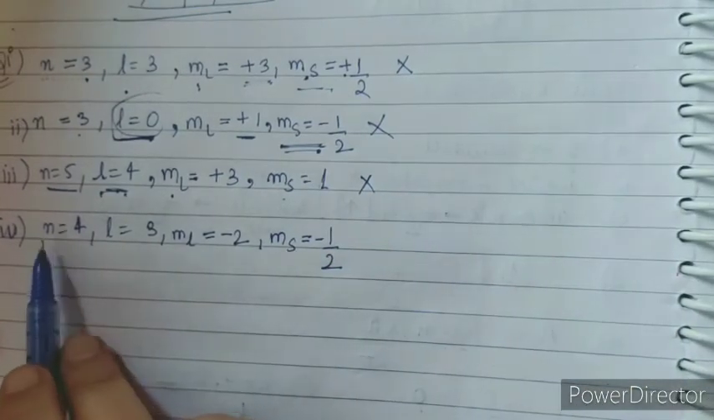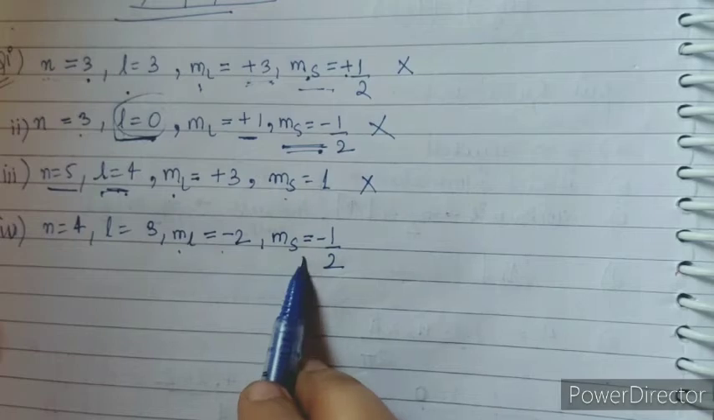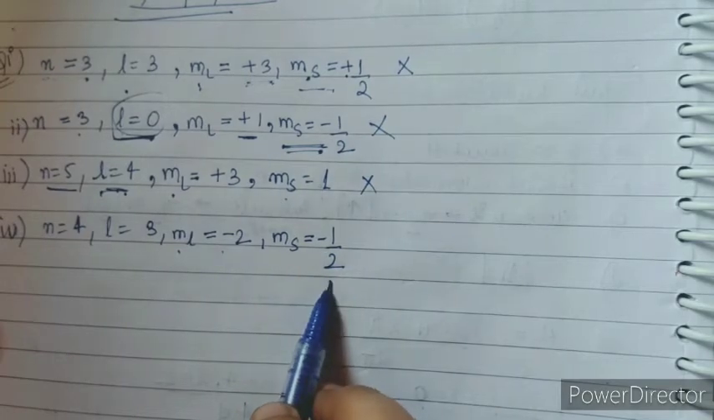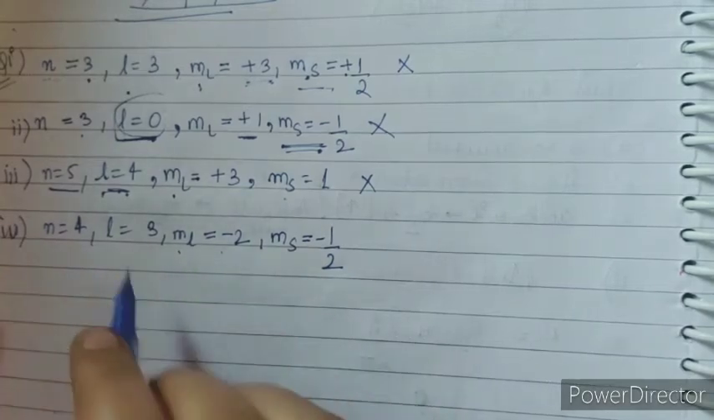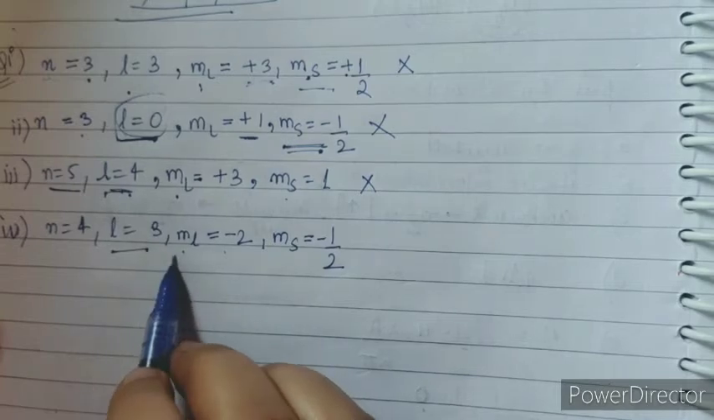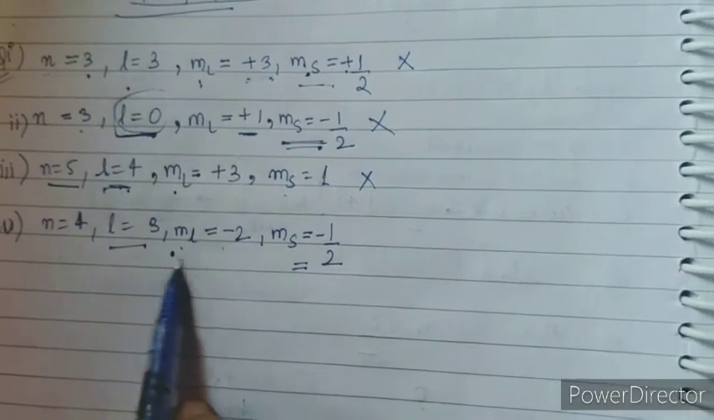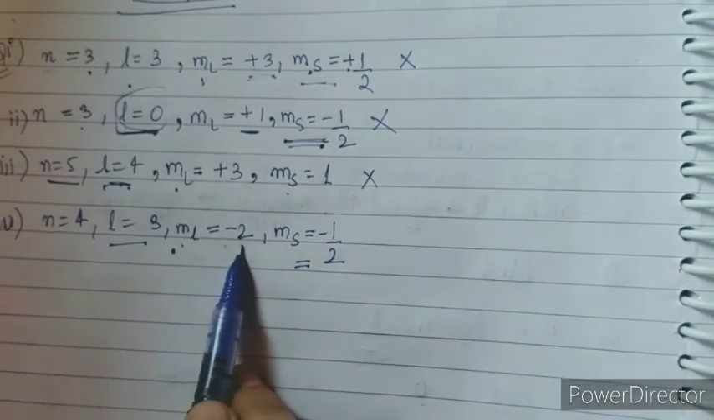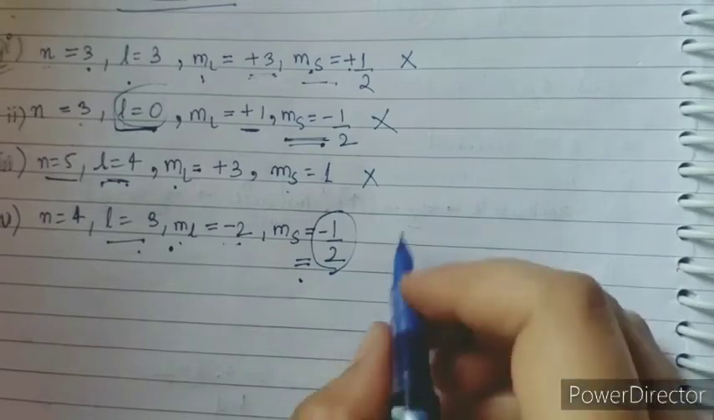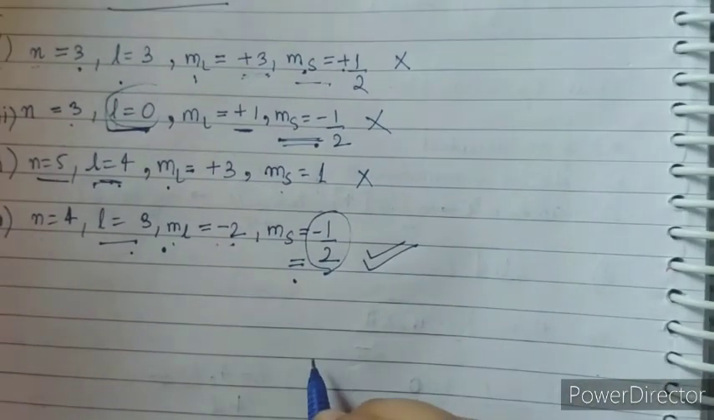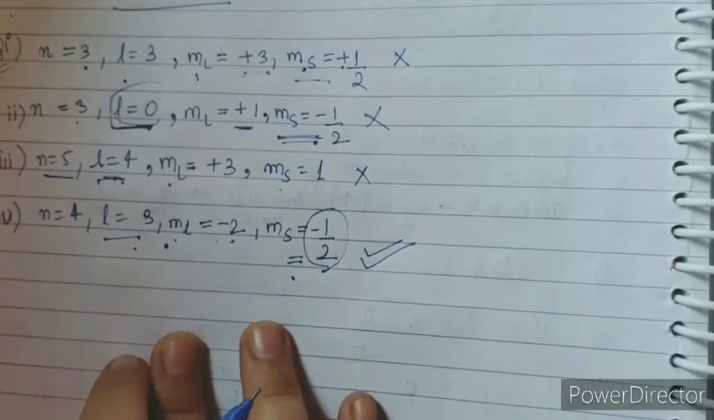The last one is n equals 4, l equals 3, ml equals minus 2 and ms equals minus half. In this set we have n equals 4 and l equals 3. Now, l equals 3 and ml equals minus 2 can have minus half. So all the conditions are fulfilled. These are not the same, l is not greater than the value of n, and we have plus half or minus half. So that is why this condition is correct and fulfilled by each of the quantum number conditions. I hope you understand this question.